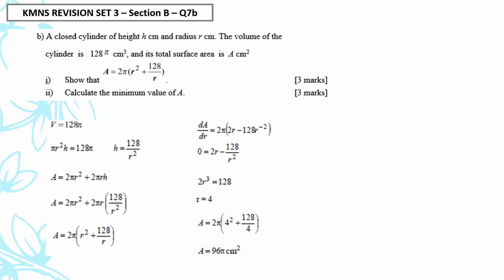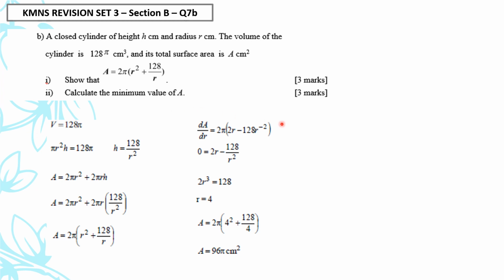And last one, we are dealing with a cylinder. The volume of the cylinder is 128 pi. And its total area is A equals 2 pi r squared plus 128 over r. So what we are going to do is just use the formula for the surface area of a cylinder, and then calculate the minimum value of A.